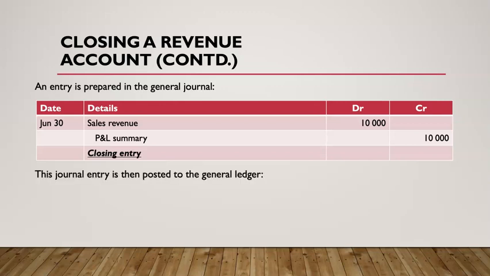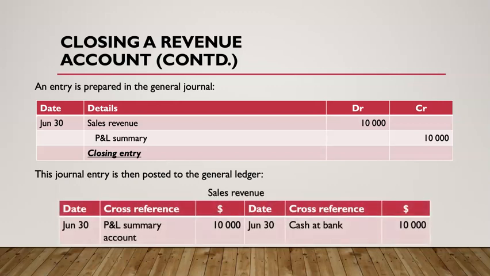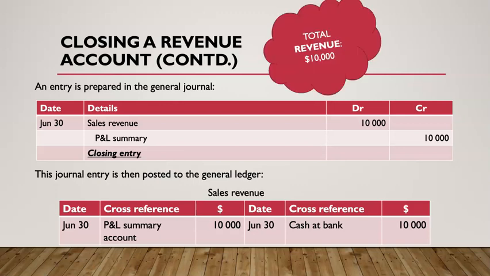So now it will be posted to the general ledger, and my sales revenue account, you will see, is now balanced and hence essentially back to zero. Cross-reference being P&L summary account, because in our general journal entry, the credit of this transaction was P&L summary. So I have now worked out that this business has a total revenue of $10,000, and I've transferred that as a credit to my scorecard.